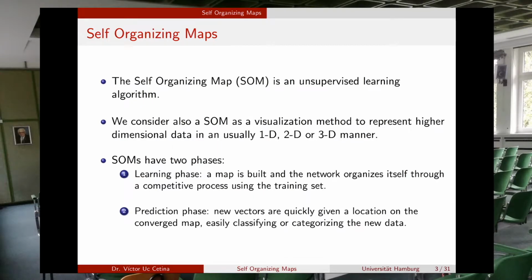The second phase is when you apply or use this map. When you get new vectors, you can quickly place them in the map, and based on the final location of this new vector, you can classify them or assign a category.